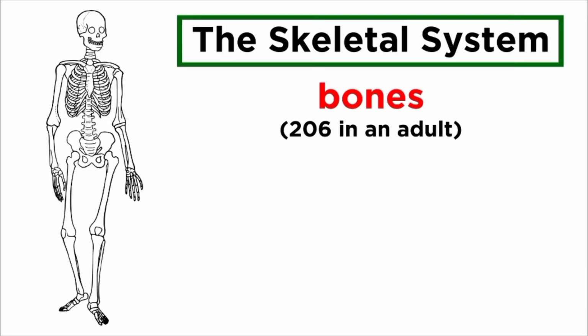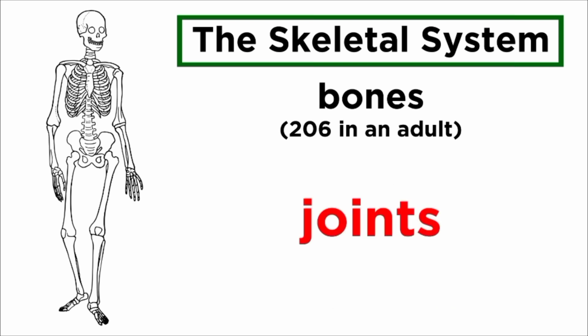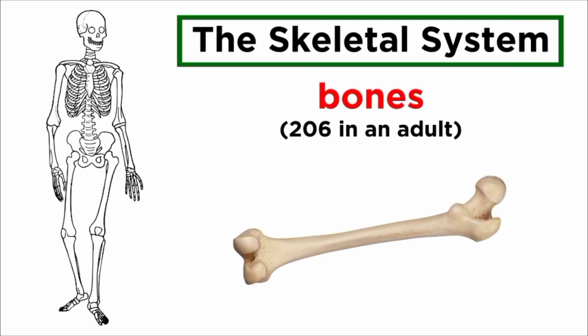The skeletal system is comprised mainly of bones, around 206 of them in an adult to be specific, but there is also a good amount of cartilage, joints, and ligaments, which altogether make up around 20% of a person's body mass. We will get to joints a little bit later. First, let's check out all the different bones in the body.